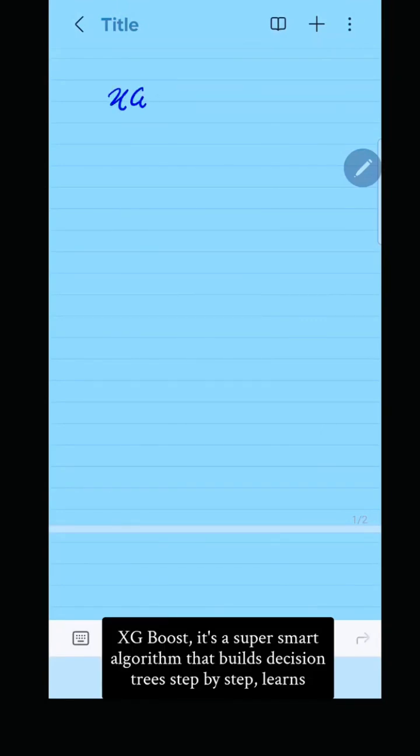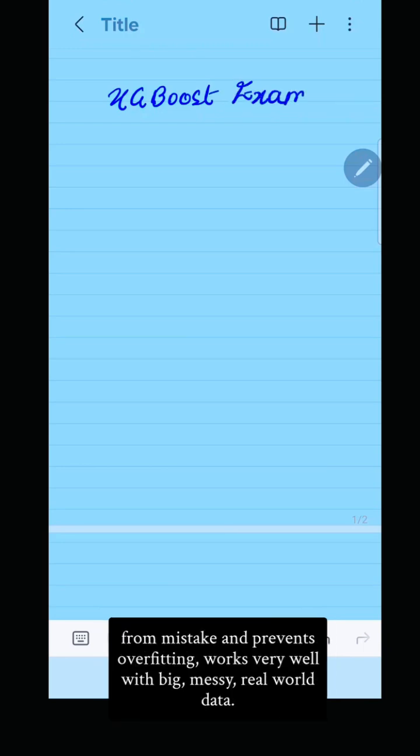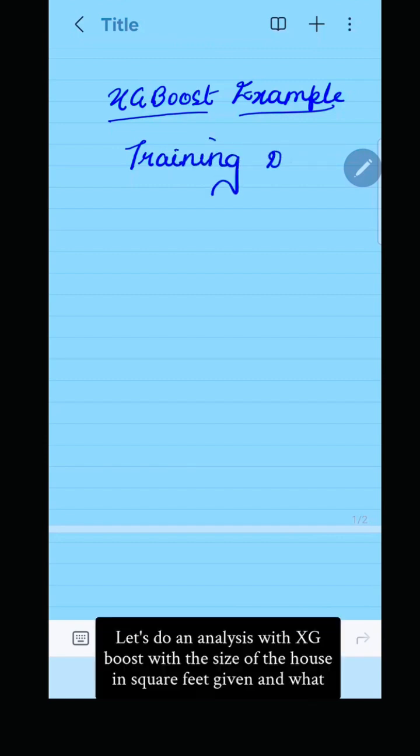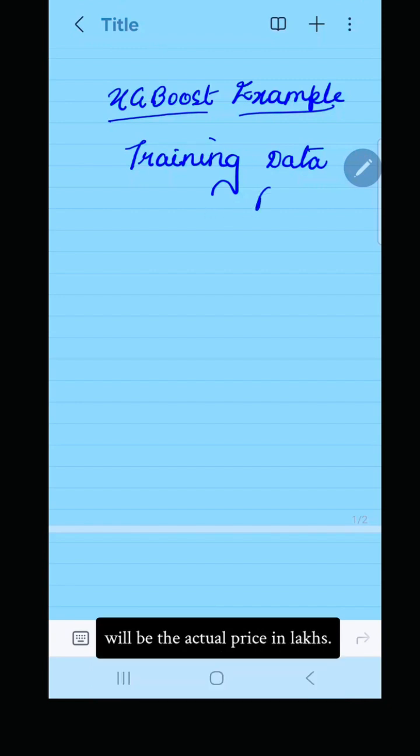XGBoost. It's a super smart algorithm that builds decision trees step by step, learns from mistakes and prevents overfitting, works very well with big messy real-world data. Let's take an example. Let's do an analysis with XGBoost with the size of the house in square feet given and what will be the actual price in lakhs.